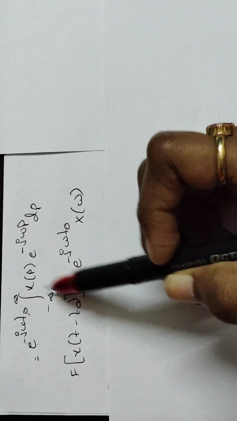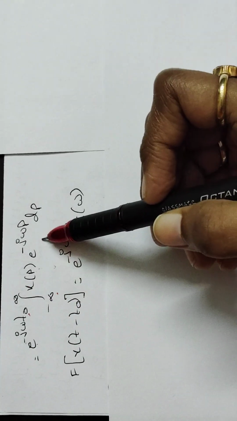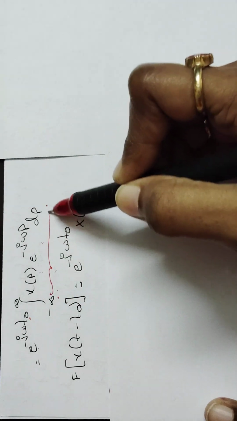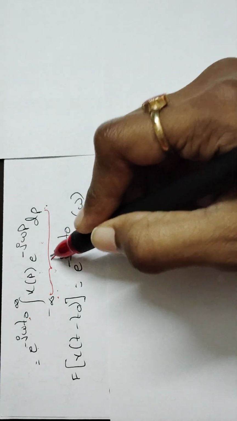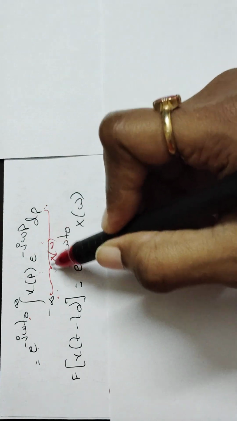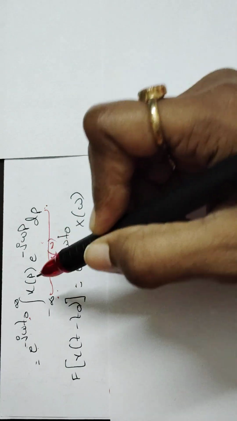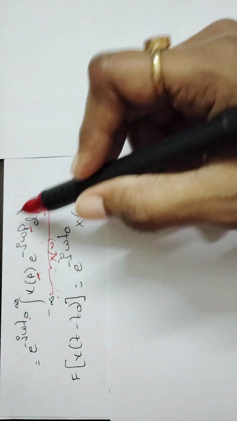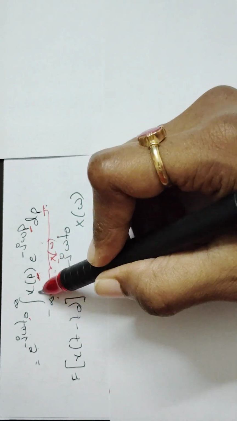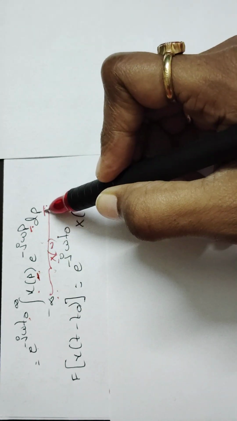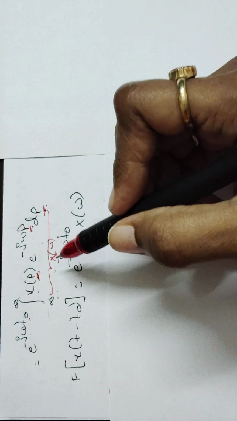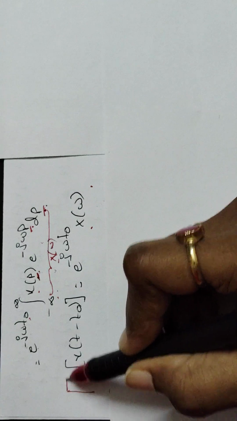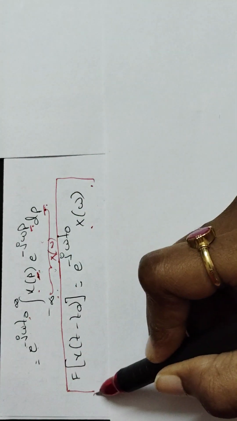So remaining part is what? Integral minus infinity to infinity x of p e power minus j omega p into dp. Now again it is in the form of Fourier transform, that is x of omega. See, if it satisfies the Fourier transform, the variable here must all be the same variable. That is, if it is t, then x of t e power minus j omega t dt. If it is any variable, that is if it is in the form of a Fourier transform, you have to take it as x of omega. So this is the time shifting property of Fourier transform.